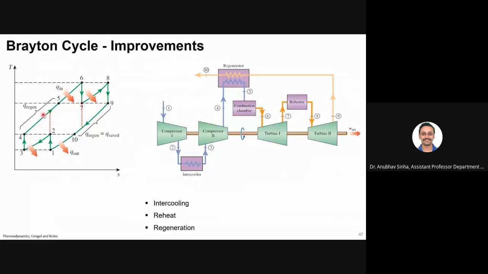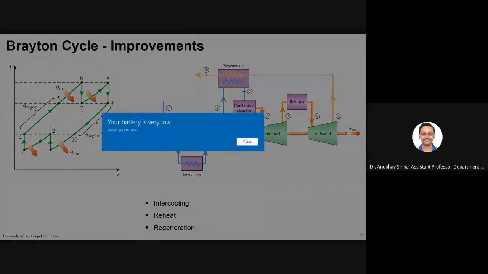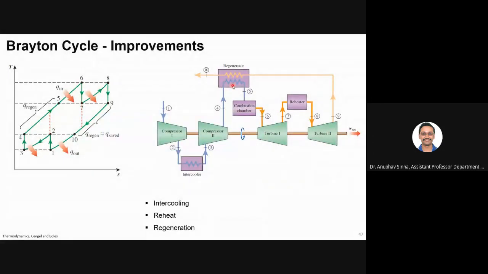Now after that we can also employ a regenerator, which we have studied previously. We extract some heat from the exhaust, and that heat is supplied here. This process is regeneration.